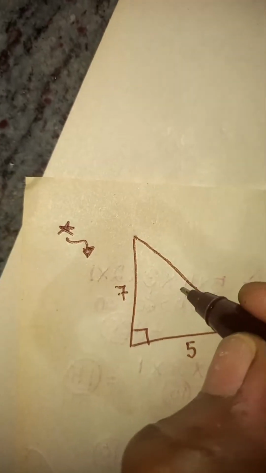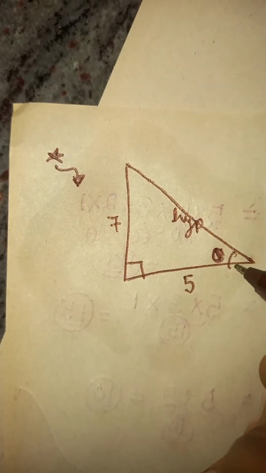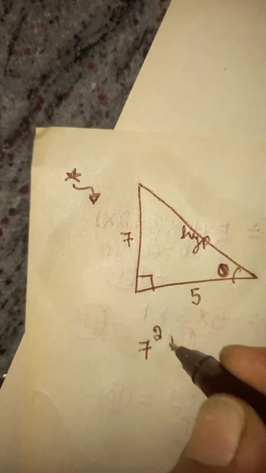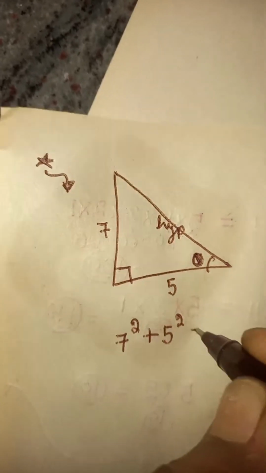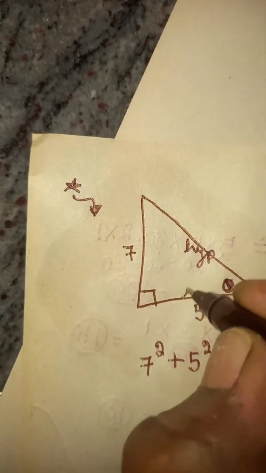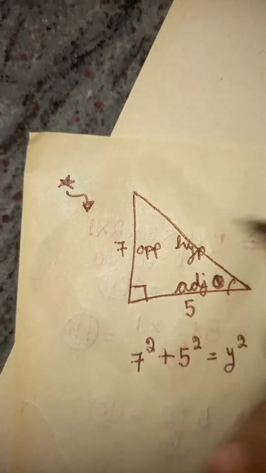First let's find out what the hypotenuse is. Call the hypotenuse y. This side squared plus this side squared is going to become hypotenuse squared. 7 squared plus 5 squared is going to become y squared. Now, this is theta, so the joining side is going to be adjacent, and the side opposite to theta is going to become opposite.